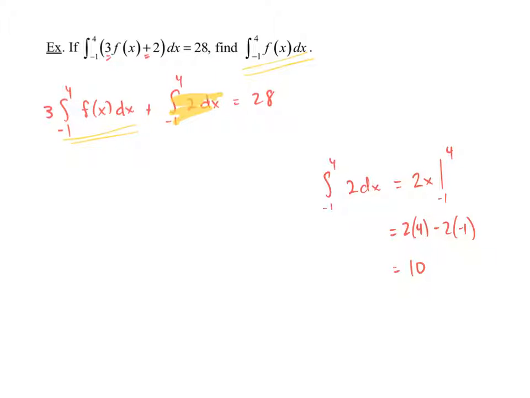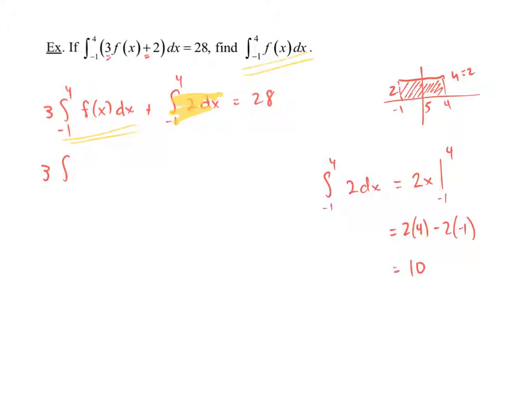Now, I could have also done this using geometry. If I draw a nice little picture here, y equals 2 is just a horizontal line. And then from -1 to 4, I know it's not obviously drawn to scale, but from -1 to 4 gives me a nice rectangle that has a base of 5 and a height of 2. And so the area of that region would be 10.